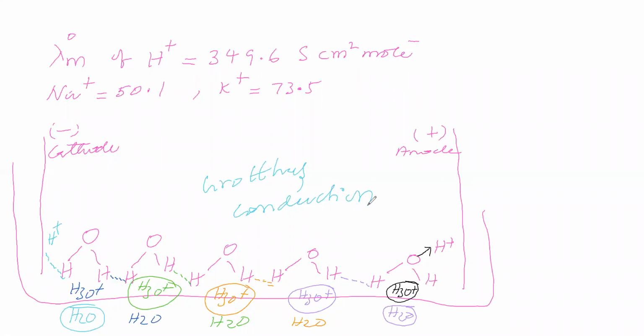So next point we will see. Now we will take lambda m naught of Na plus, which is 50.1 Siemens centimeter square per mole. Then Mg2 plus is 106 Siemens centimeter square per mole. Now let us see how the lambda m naught values vary. Na plus value is 50, Mg2 plus value is 106. That means Mg2 plus is double that of Na plus.